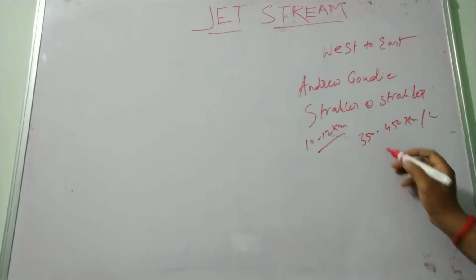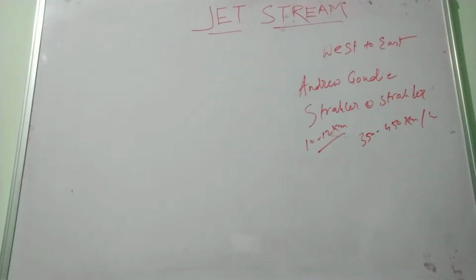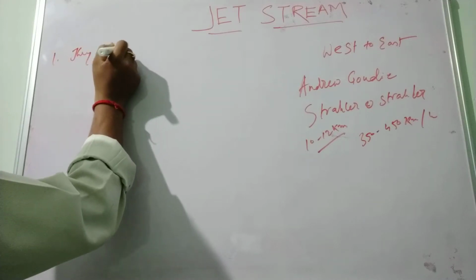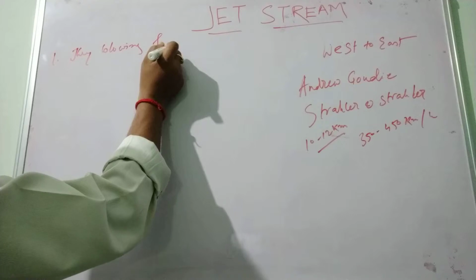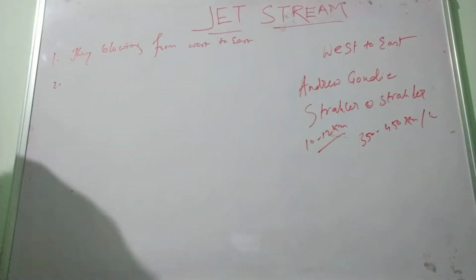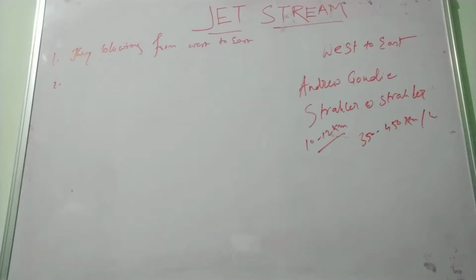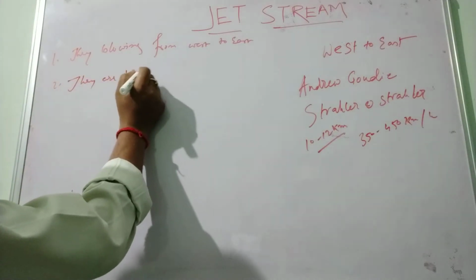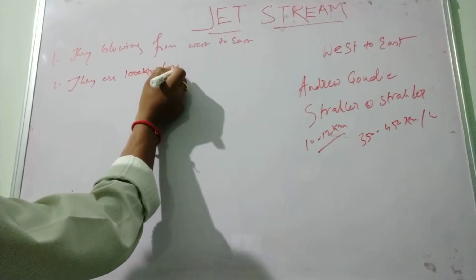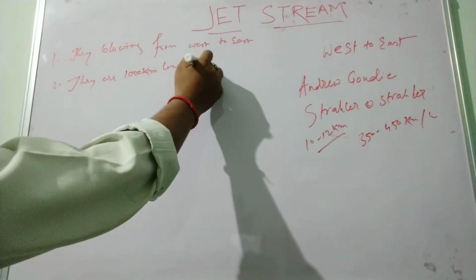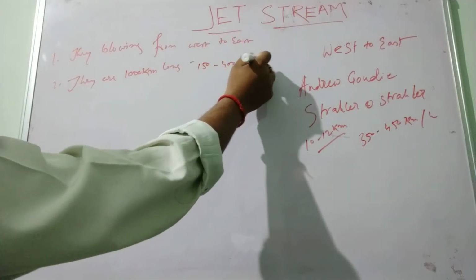And this phenomenon is associated with the jet stream. However, there are several characteristics of jet streams. First, they blow from west to east in the upper troposphere. Second, normally they are thousands of kilometers long and 150 to 400 kilometers in width.